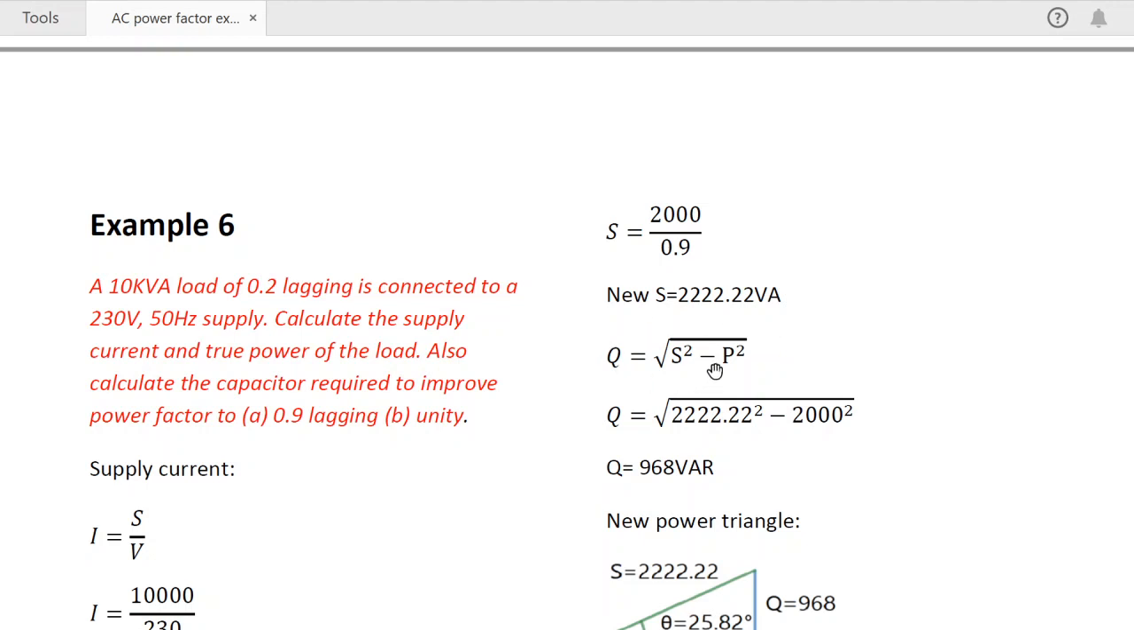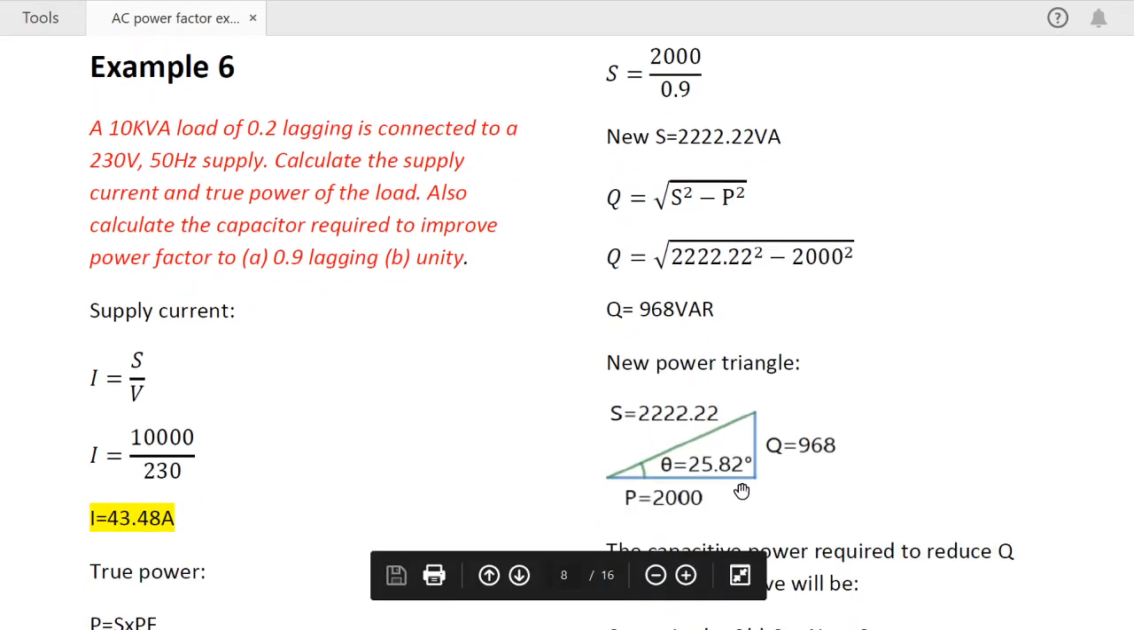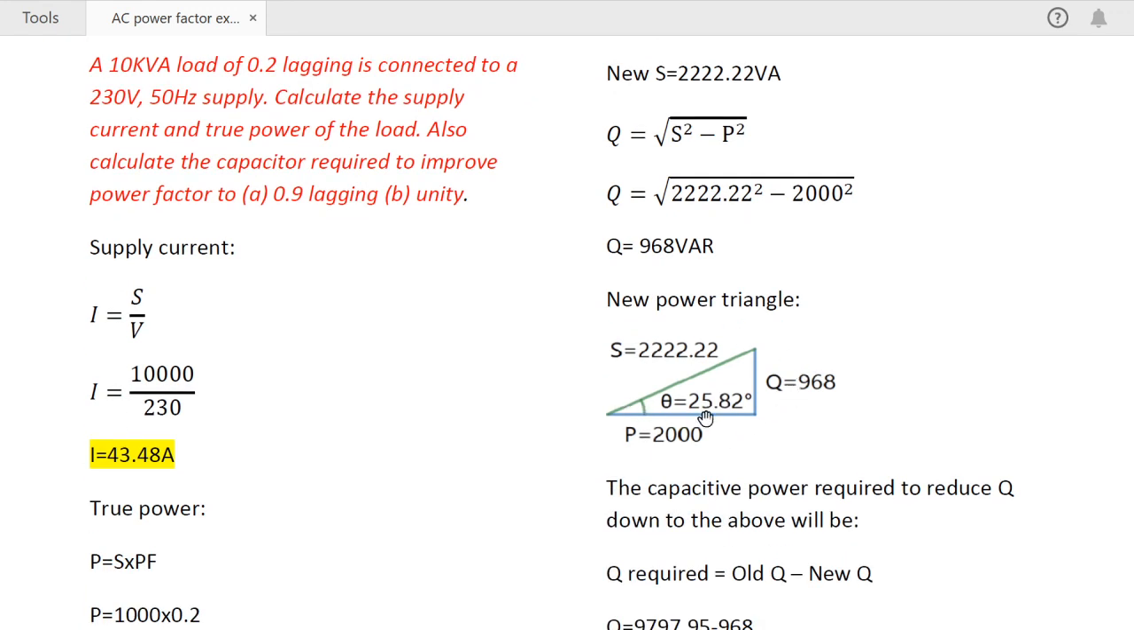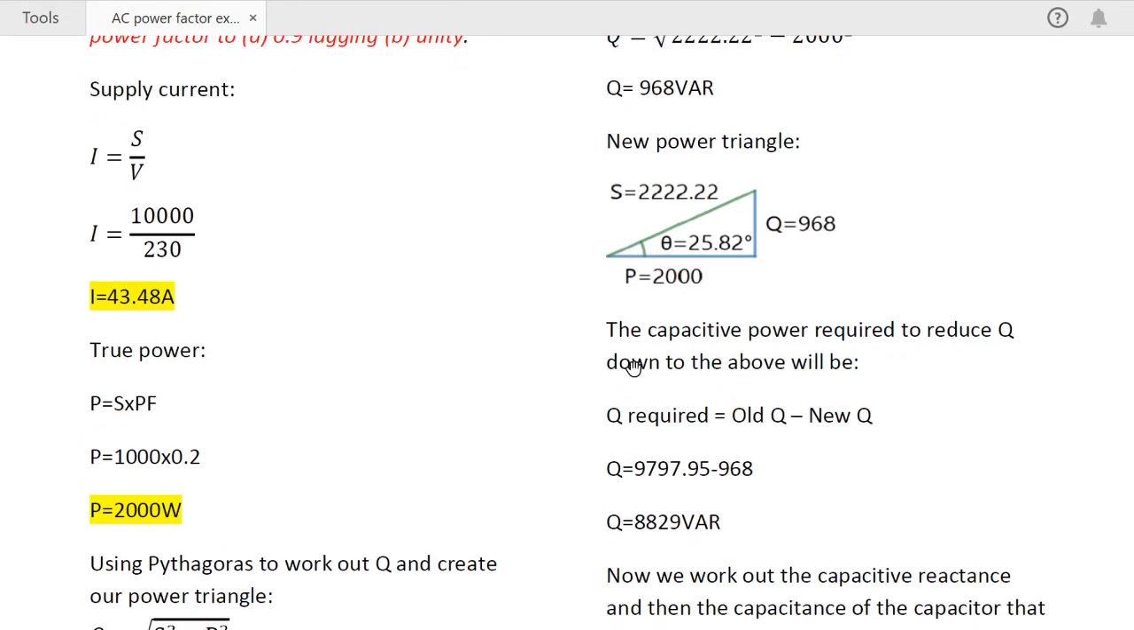And we complete our power triangle by using Pythagoras: Q equals the square root of S squared minus P squared, which gives us a Q value of 968 volt amps reactive. So our new power triangle looks like this. That is still to scale. It's a much smaller triangle, but it is still to scale. So we've got our angle from 78 degrees now down to 25.82, which is much better. We're now only paying for 2,222 volt amps of power for the 2,000 that we're using. So things are looking much better with this power triangle.